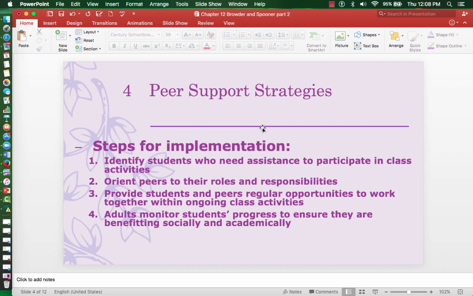So you're going to have to do some training, some peer training. And then you're going to provide the students and the peers opportunities where they can work together. You always want to be able to monitor these situations because you want to make sure that everybody is benefiting.